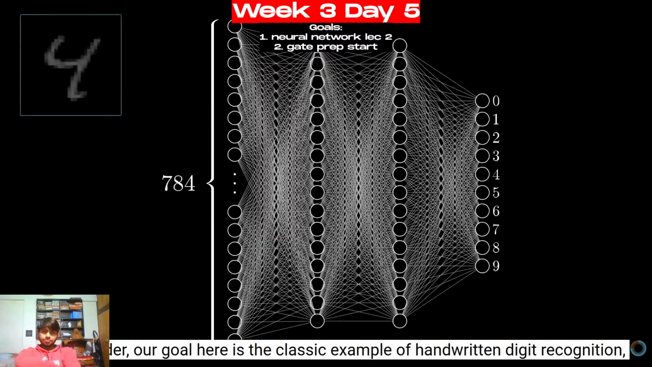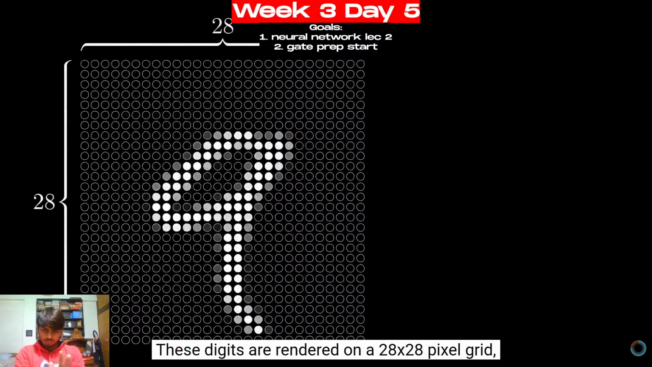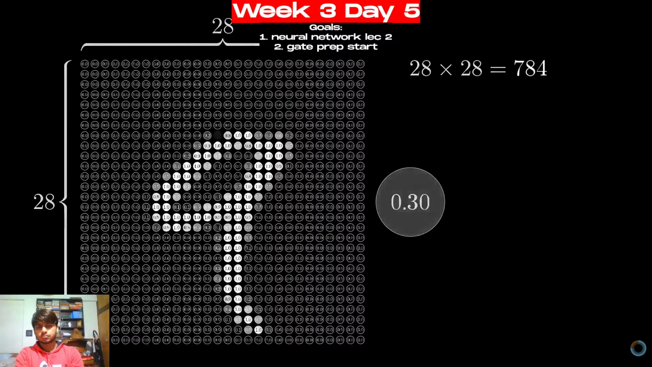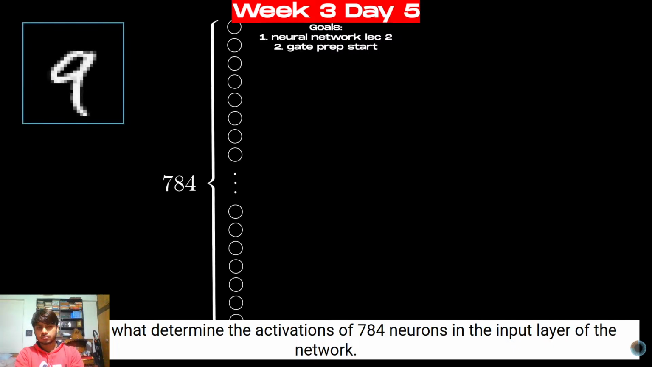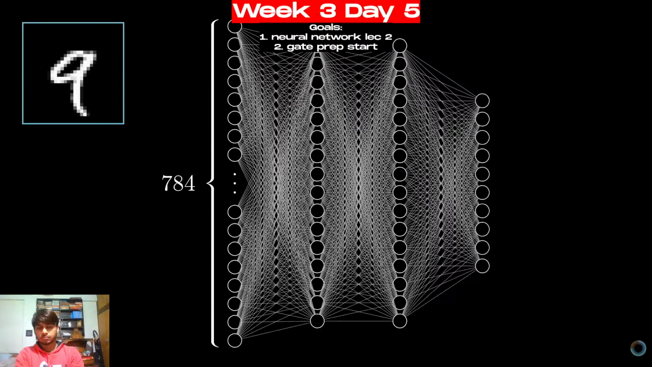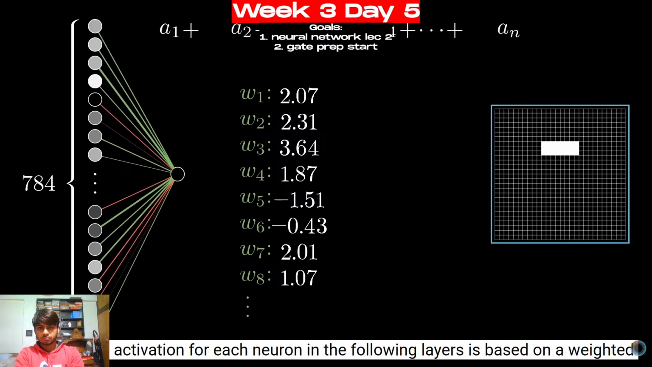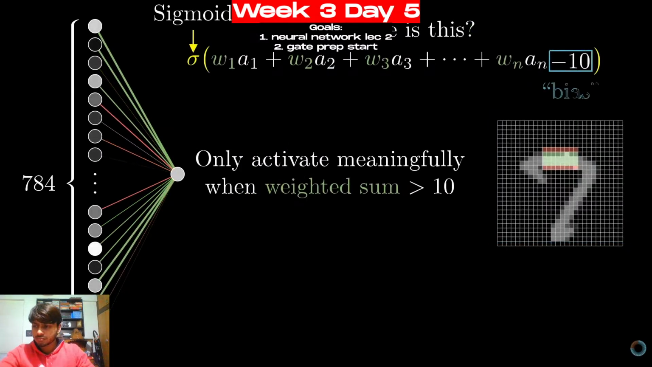As a reminder, our goal here is the classic example of handwritten digit recognition, the hello world of neural networks. These digits are rendered on a 28 by 28 pixel grid, each pixel with some grayscale value between 0 and 1. Those are what determine the activations of 784 neurons in the input layer of the network. And then the activation for each neuron in the following layers is based on a weighted sum of all the activations in the previous layer plus some special number called a bias.